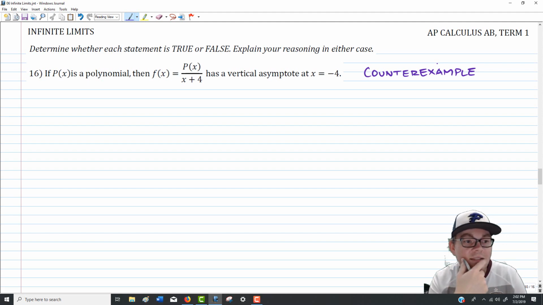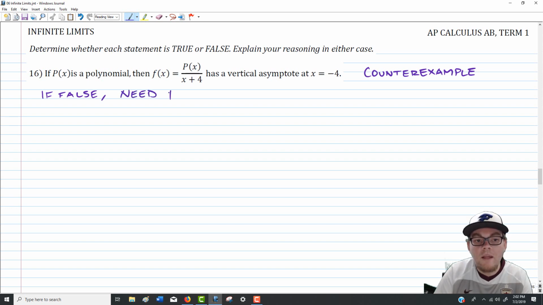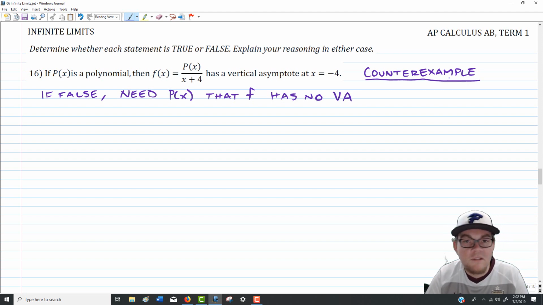So in this case, what we've got is a statement that reads, if p of x is a polynomial, then f of x equals p of x over x plus 4 has a vertical asymptote at x equals -4. So if that's true, it's going to be hard to prove. But if it's false, what we'd be looking for is some function that's a polynomial, p of x, that means f has no vertical asymptote. So we're on the lookout for one of those counterexamples. So the question is, can you think of a function that we could put in there for p of x that would make it so there's no vertical asymptote at x equals -4? And I'm hoping that the answer is yes, absolutely you can.